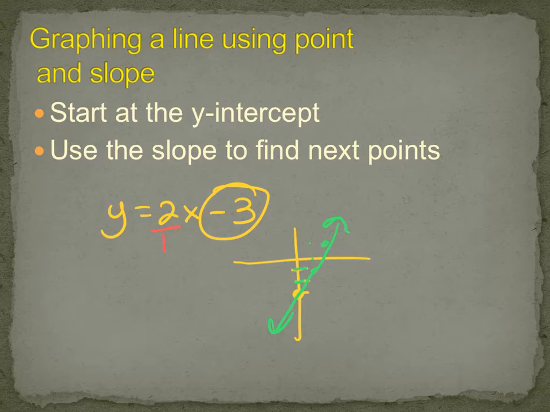I would say give yourself 2 points unless it goes too far off the graph. As long as you can get one in there, you're good to get the straight line.